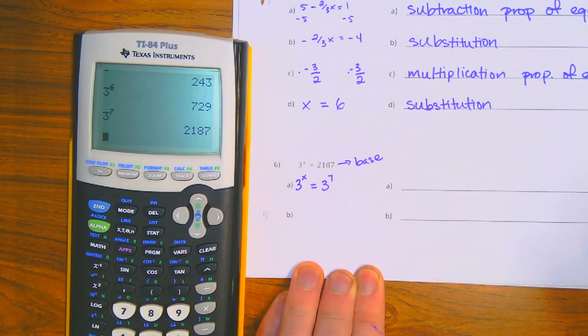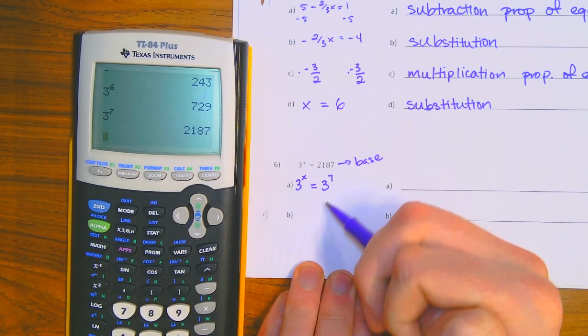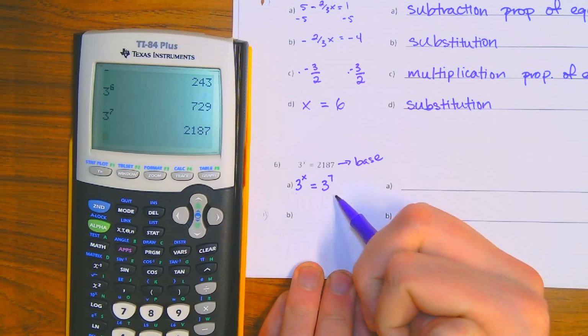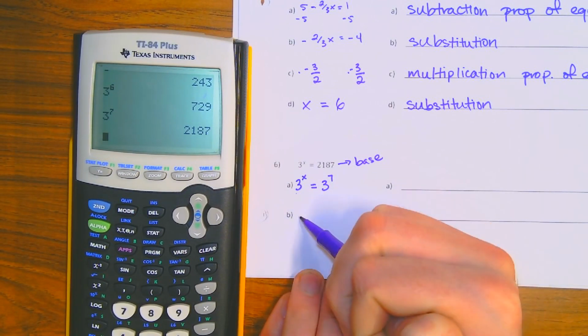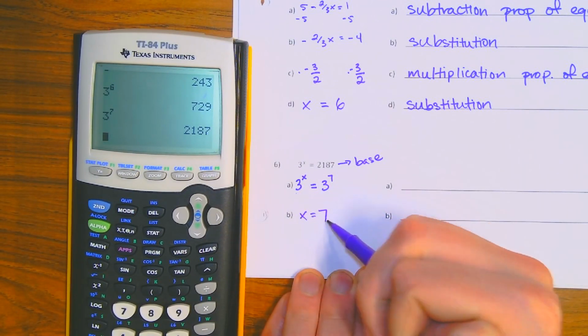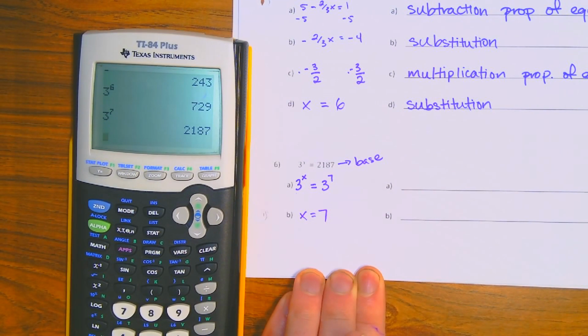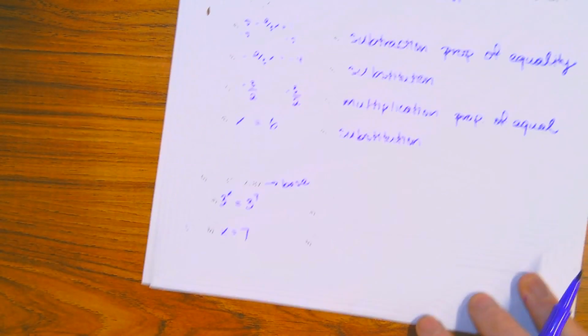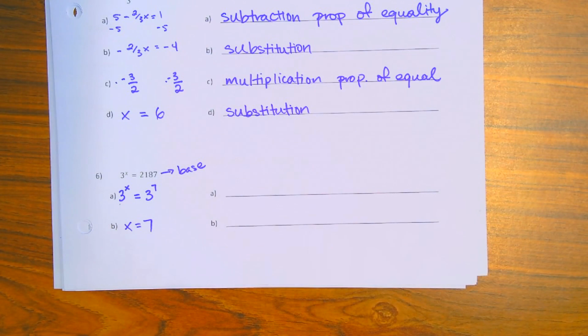Right? Then, what are we going to do next? Remember, if they have the same base, then the exponents are the same. So this has got to be x equals 7. Okay? Now, I'm going to move the calculator out of here so we can kind of get a refocus on it.